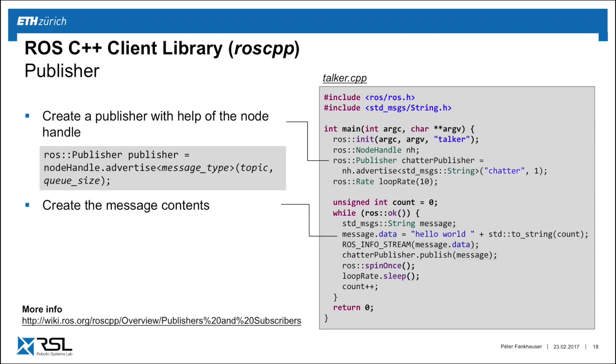Then we have to fill in the contents. It would be here message.data, and then we fill in the string that we want, in this case, hello world, and the counter as a string. We print it out in the console, and importantly down here, we call the publisher.publish, and we give it the message variable. We call spin once to make sure it's published, and then again we sleep, increase the counter, and continue this process.